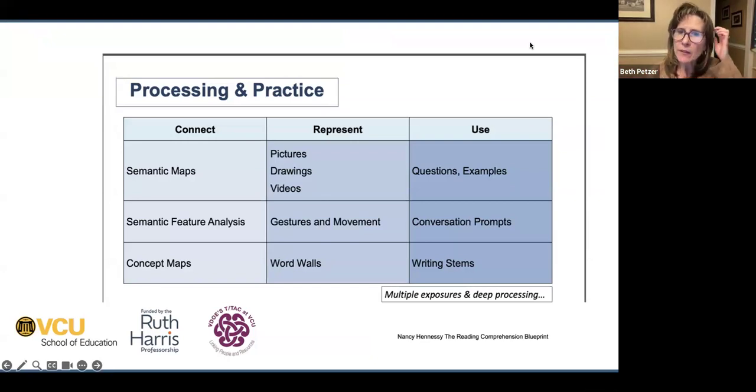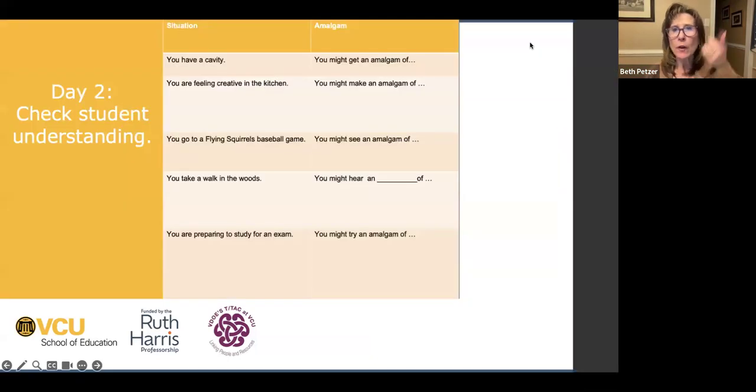So I can give you some examples of what we do at New Community. First of all, as promised, this is another on day 2. You can go back and see if they can come up with the examples. So you have a cavity, you might get an amalgam of, and have them fill that in. And if we were interacting, I would get your ideas. You are feeling creative in the kitchen, so you might make an amalgam of, what would you do? You go to a Flying Squirrels baseball game, you might see an amalgam of what? You take a walk in the woods, you might hear an amalgam of, what kind of sounds would you hear? And you're preparing to study for an exam, you might try an amalgam of study strategies.